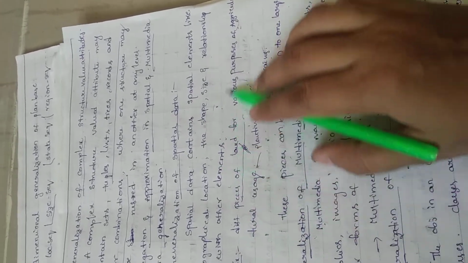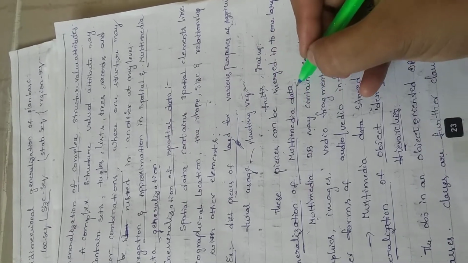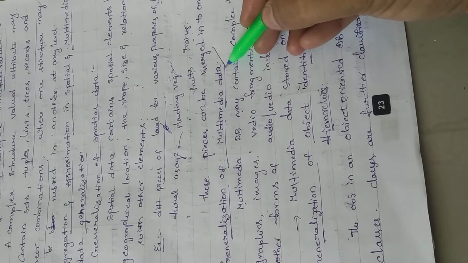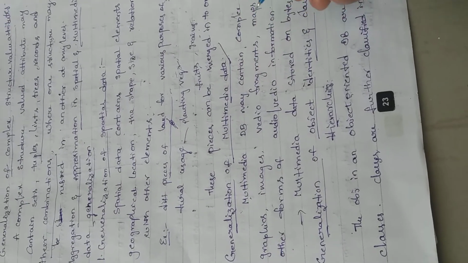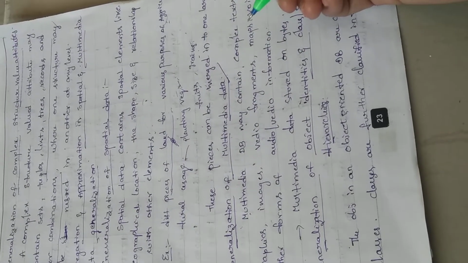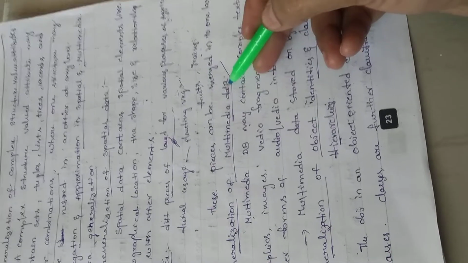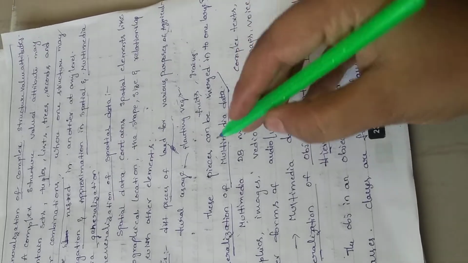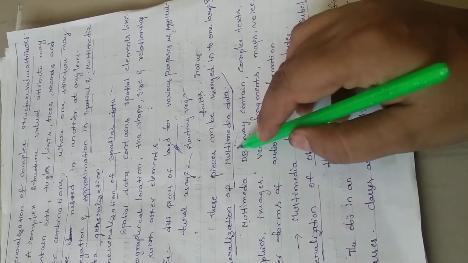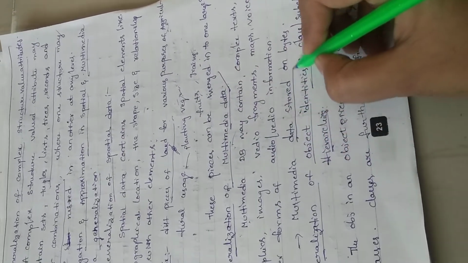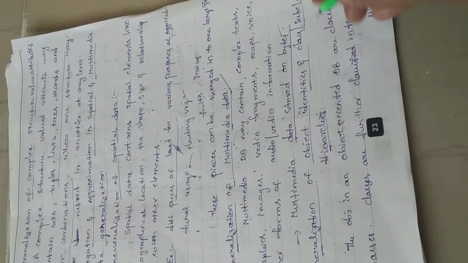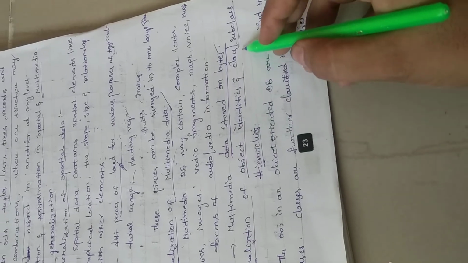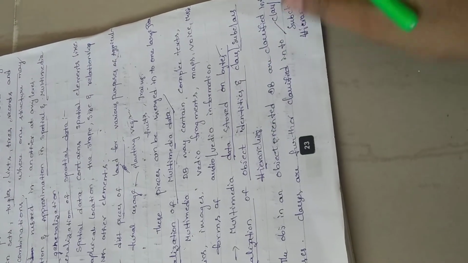So this is called spatial data. What is multimedia data? Already we know what is multimedia. Multimedia means we have audios, videos, images, graphics. So these all are coming under multimedia data. So how can the multimedia data be stored? The multimedia data can be stored in bytes. So next one, generalization of object identities and class or subclass hierarchy.